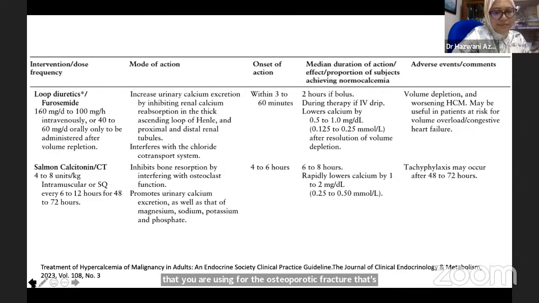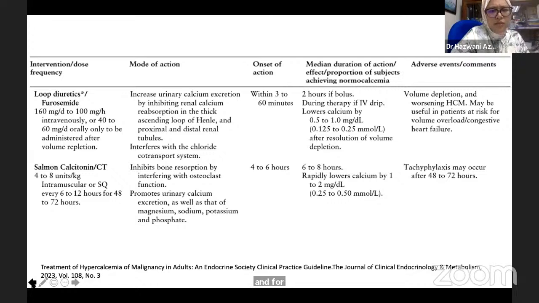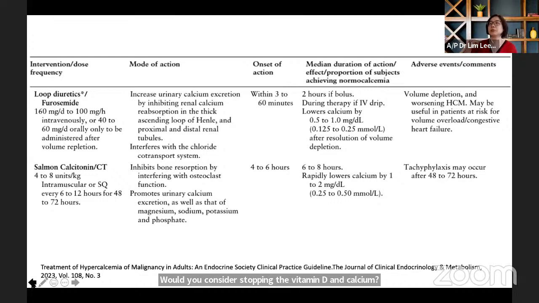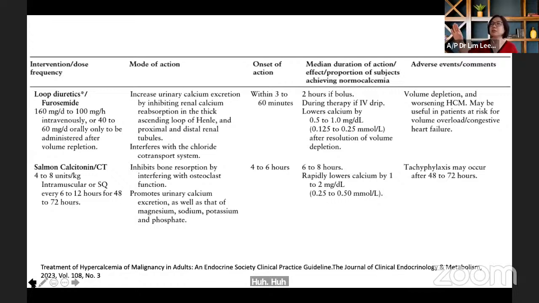And some patients, in their clinic, say it's hyperparathyroidism already. And why still on alendronate? Apart from alendronate, that patient is still on calcium and vitamin D. For osteoporosis, would you consider stopping the vitamin D and calcium? Hyperparathyroidism plus osteoporosis, so on alendronate, maybe opted for medical therapy. Okay. And the managing doctor saw you got calcium and vitamin D there. Would you stop the calcium and vitamin D?